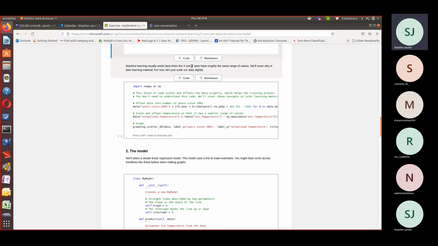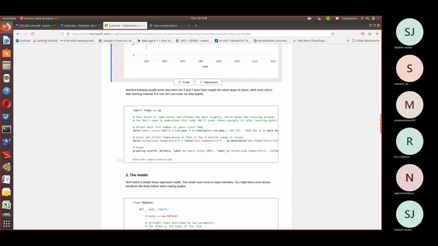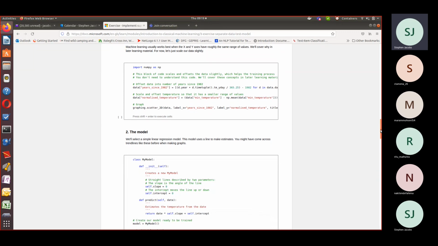Machine learning works best when X and Y have axes with roughly the same range of values. We'll see why later. But for now, let's just scale our data slightly so that we can get a plus and minus range over here instead of a complete range from 0 to a maximum. Now we'll zoom in on the data a bit better. So this scales and offsets the data slightly, which helps the training process.